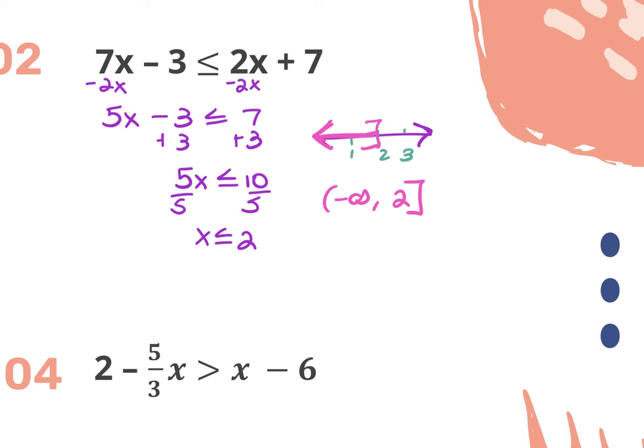It should mirror your graph, and an arrow is always infinity, and an infinity can never have a bracket because you can't include infinity. Like, I can't ask you for infinity amount of dollars, right? That's not a specific money or a specific number.